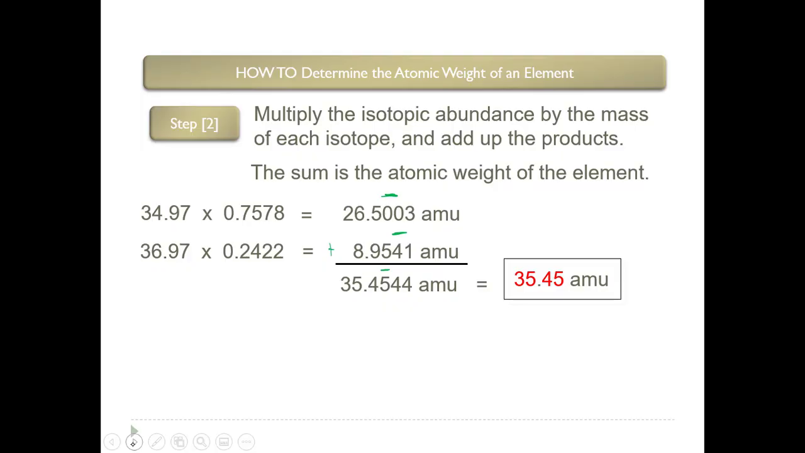Now some periodic tables may have more digits than others, so they may use values with more significant figures than others. But if you're given this set of numbers, then this is how many significant figures you would have or calculated to based on these values.